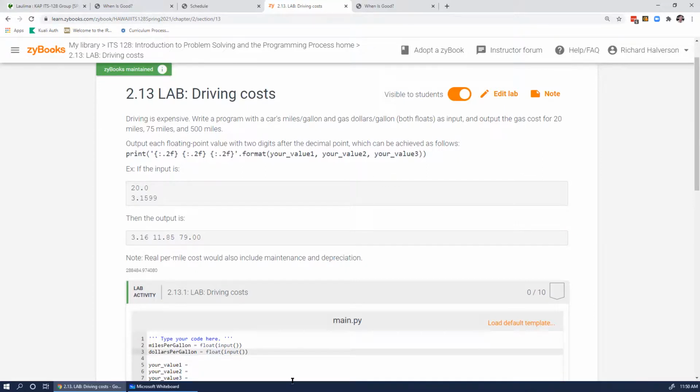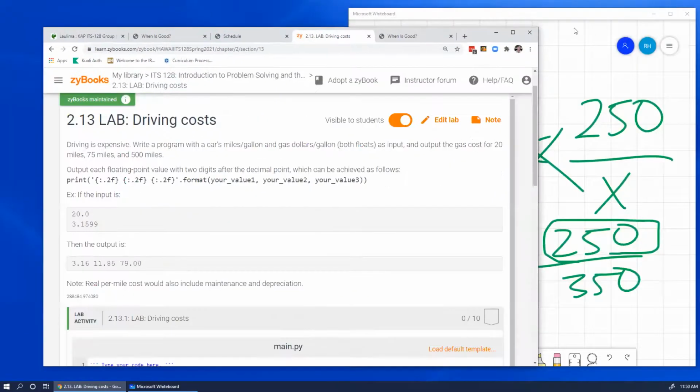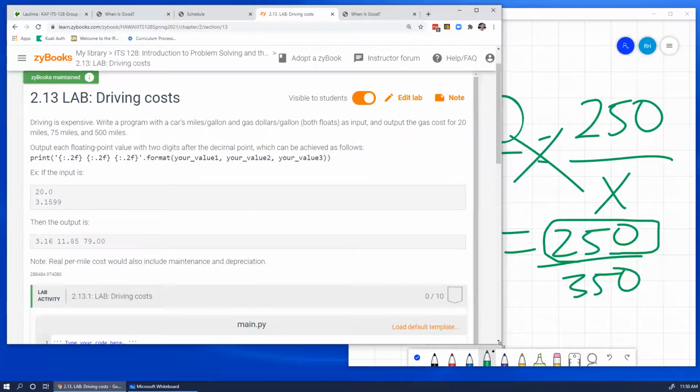All right, let's pull up our whiteboard again. I'm going to put this over here. I want to finish this at 11:55, okay?